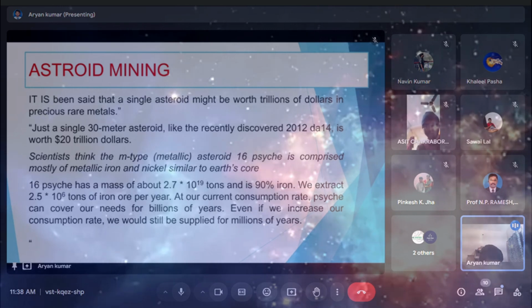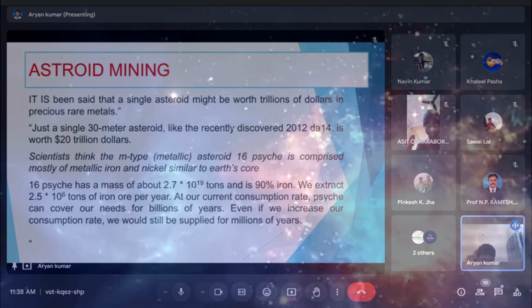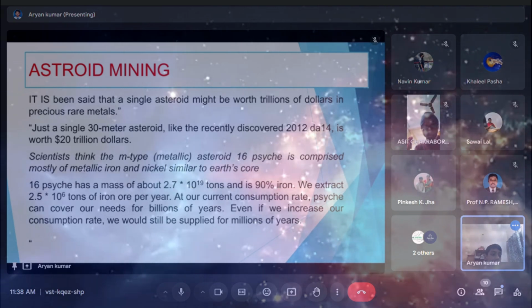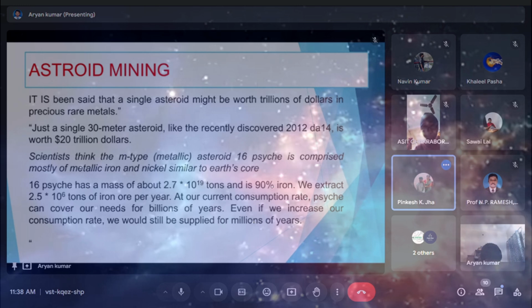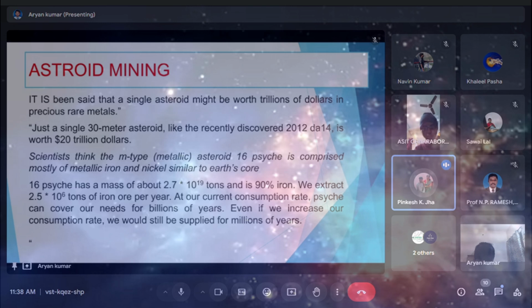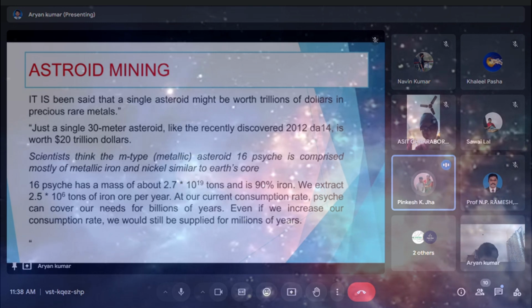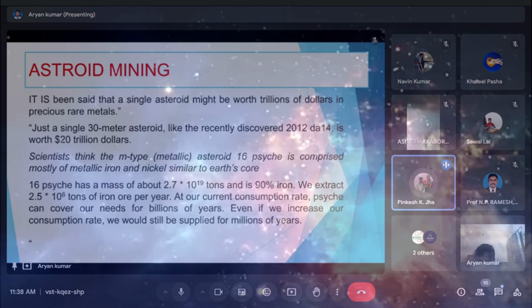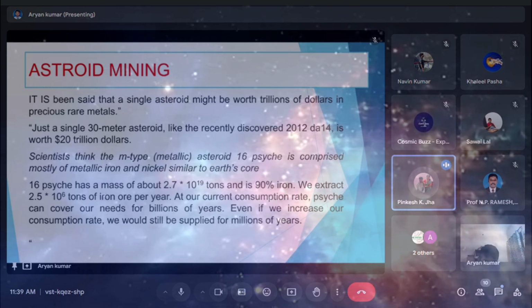So yes, Pinkesh, do you have any questions about asteroid mining? Shreya, no, do you? Aryan. Okay. No. I think I don't understand, but I'll see it afterwards. Okay. If I have any doubt, I'll call you and ask. Okay, just send me the PDF.